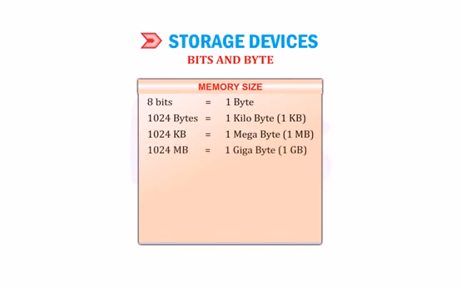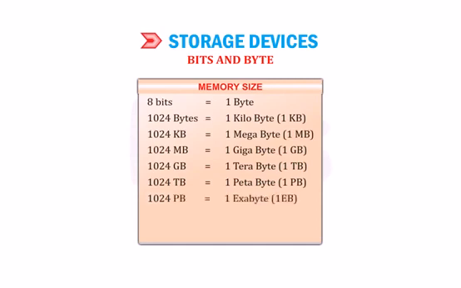1024 MB is equal to 1 gigabyte, 1 GB. 1024 GB is equal to 1 terabyte, 1 TB. 1024 TB is equal to 1 petabyte, 1 PB. 1024 PB is equal to 1 exabyte, 1 EB. 1024 EB is equal to 1 zettabyte, 1 ZB. 1024 ZB is equal to 1 yottabyte, 1 YB.